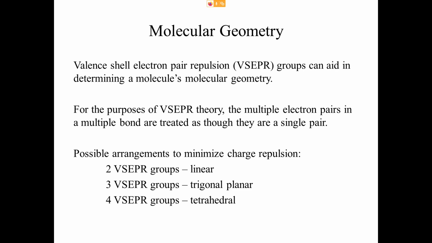So to have 2 VSEPR groups, if you were the central atom and you have 2 groups of electrons arranged around you, are those electron groups attracted to one another, or since they have the same charge, both negative, do they want to repel one another? And a hint is in the name VSEPR. It's electron pair repulsion. So they're going to try and get as far away from each other as possible. So those electron groups, since there's 2 of them, they want to get as far away from each other as possible around the central atom.